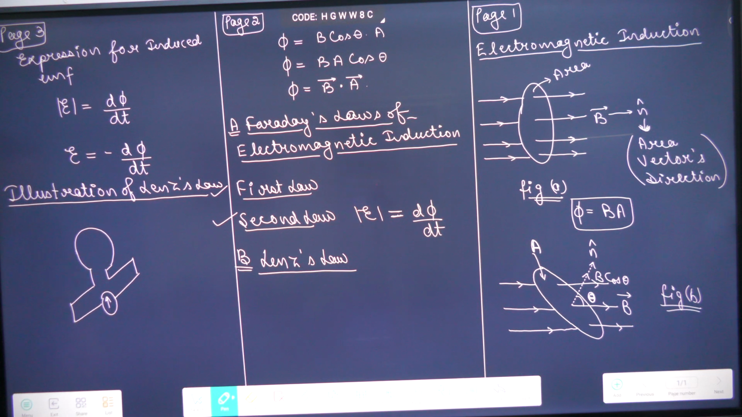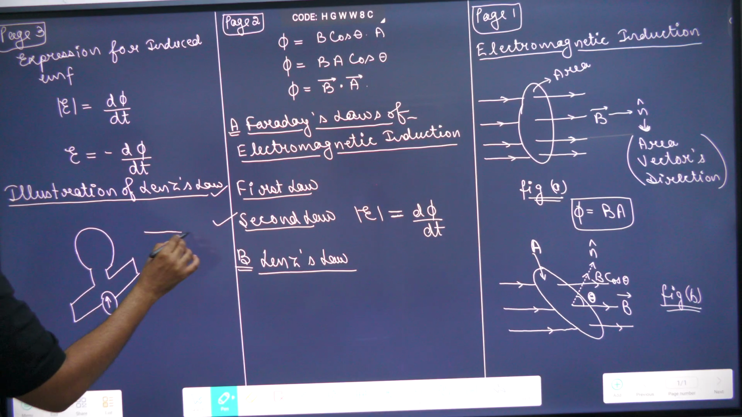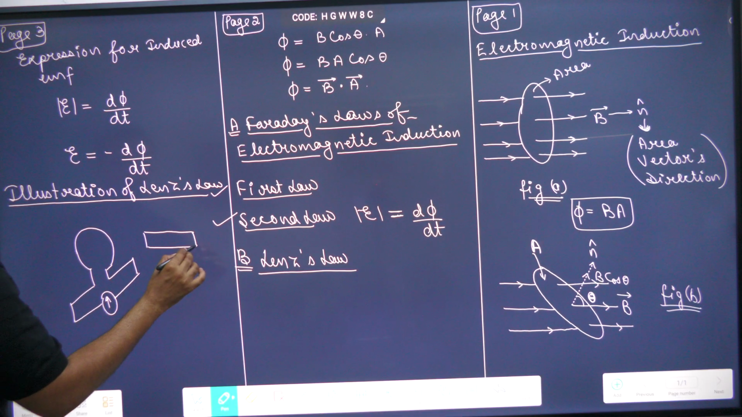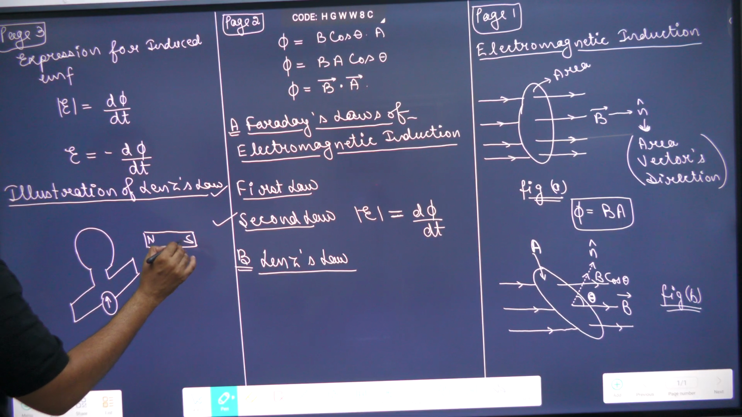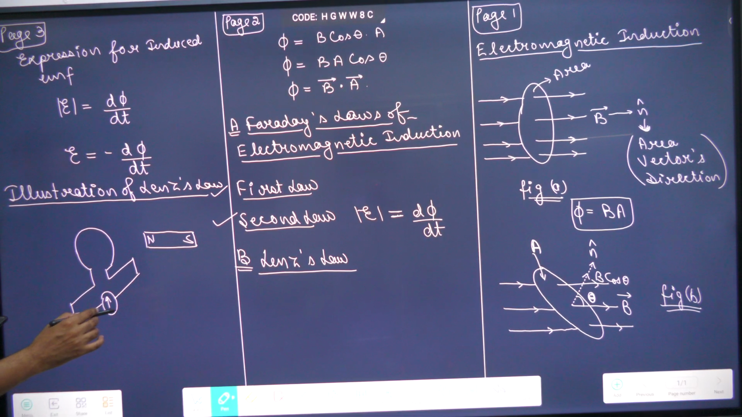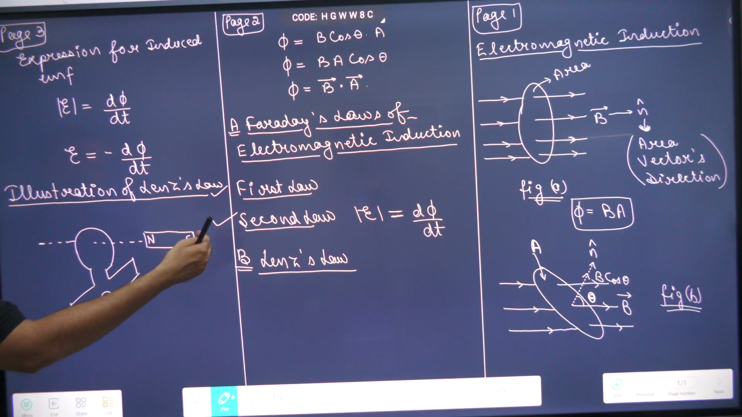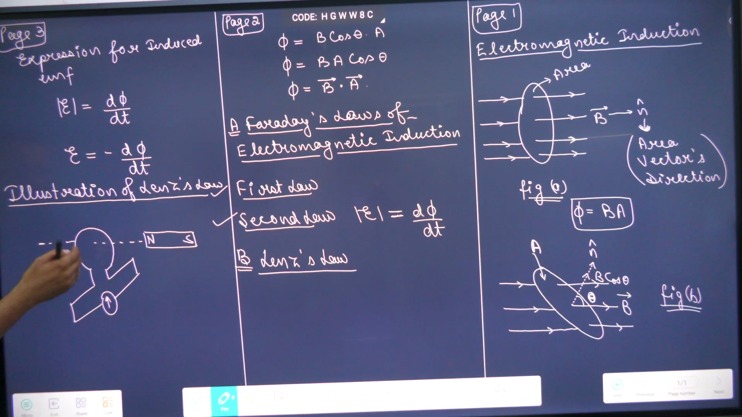Let us suppose that there is a coil like this, and there is a magnet like this, with a North Pole and a South Pole. So when we move this magnet near this loop, then what happens?